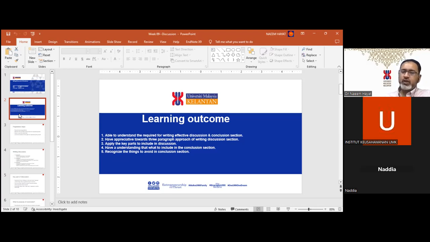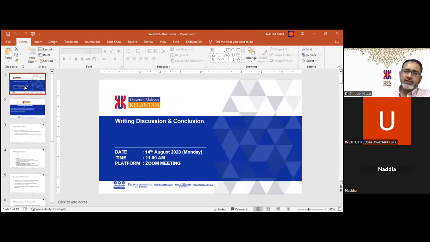So today we were able to understand the effective writing of the discussion and conclusion sections: the three paragraph approach for writing the discussion, the different parts that we need to include in the discussion, the conclusion section and why it is important, and recognizing the things that we need to avoid in the conclusion section. These are what I wanted to discuss today in week 9, where we are discussing how to write the discussion and the conclusion sections effectively.